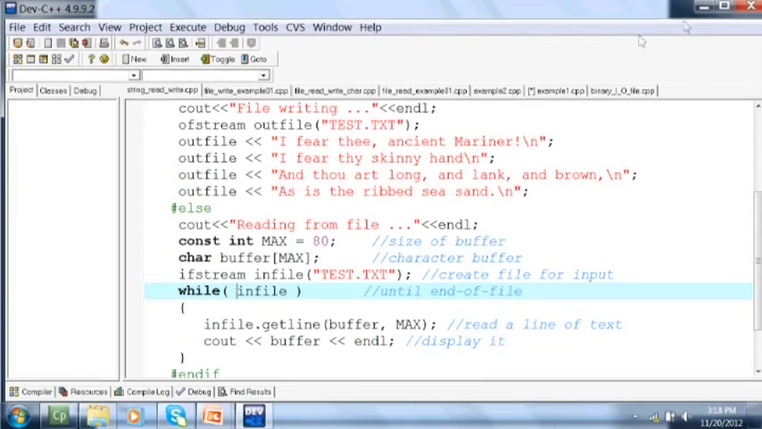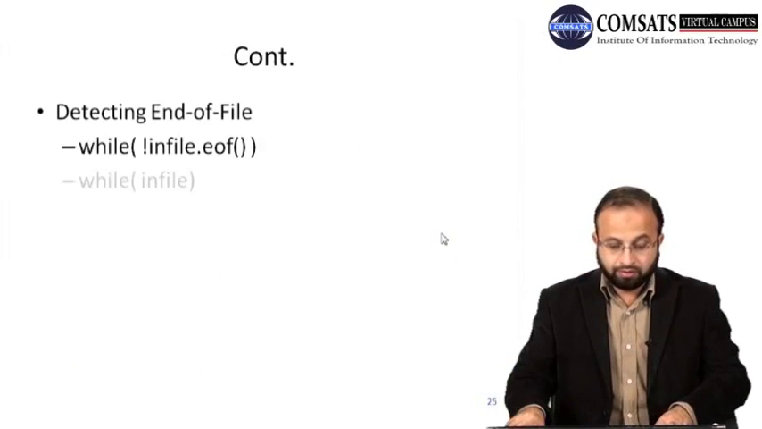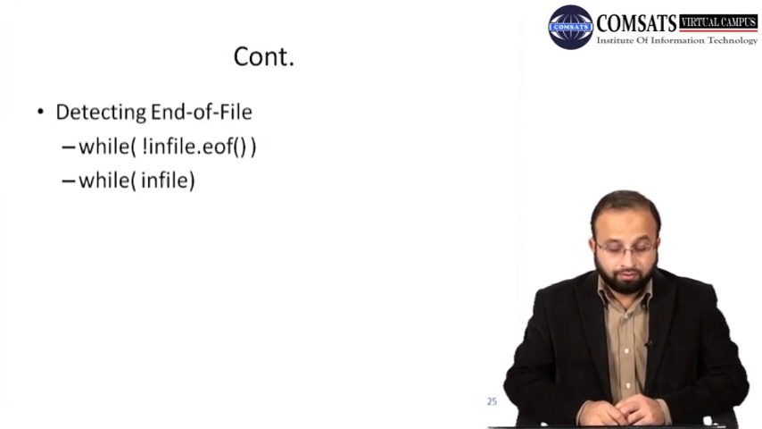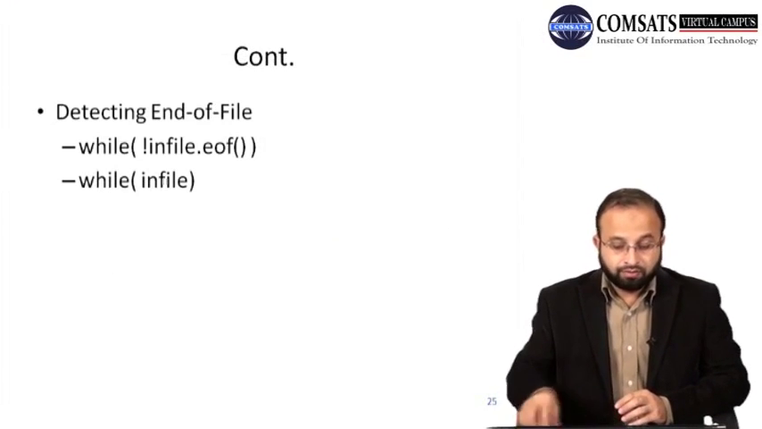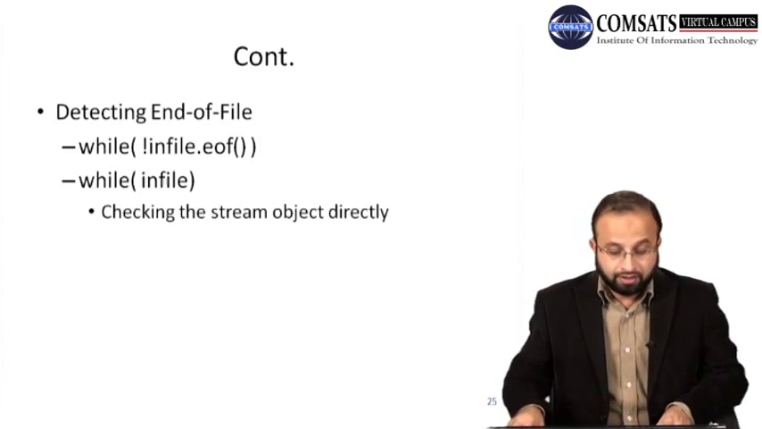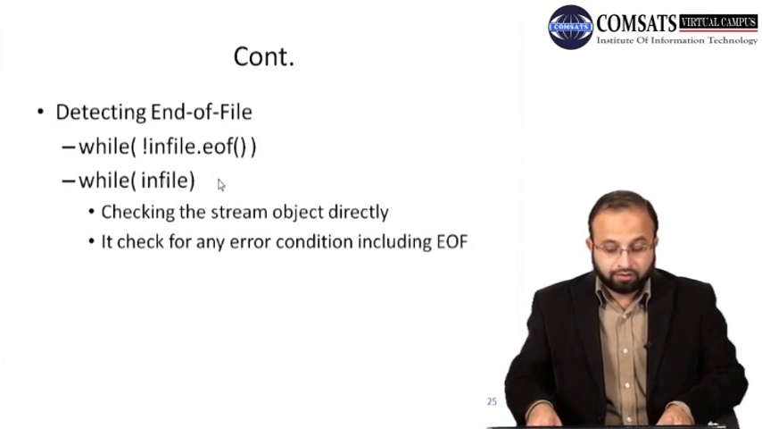right. So let's go back to the slide. So we can use either not in file.eof or we can use while in file. So it will check the stream object directly. In the second while loop, it will check the stream object directly, and it checks for any error condition, including end of file. So end of file में भी वो error occur हो जाएगा. So अगर error occur हो जाएगा, it will return false.